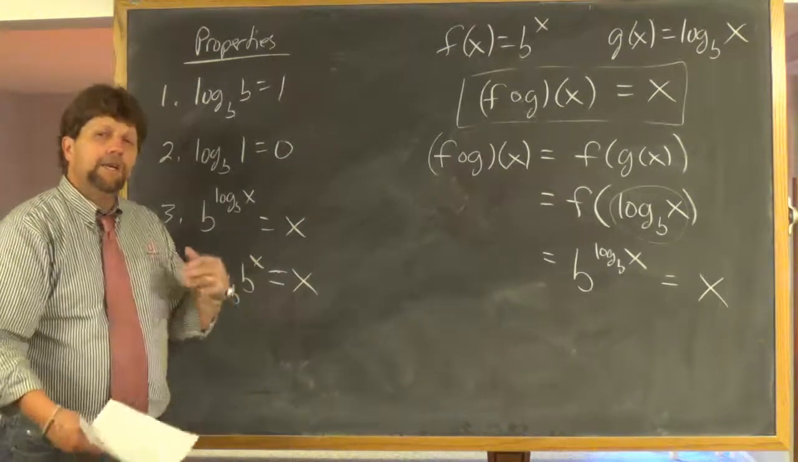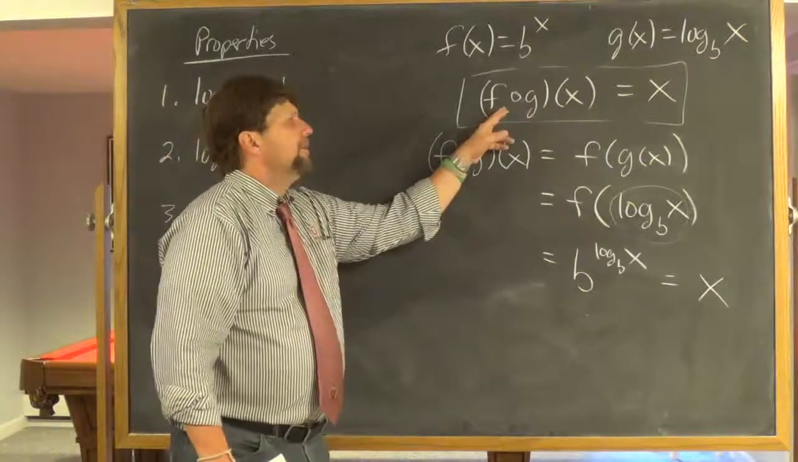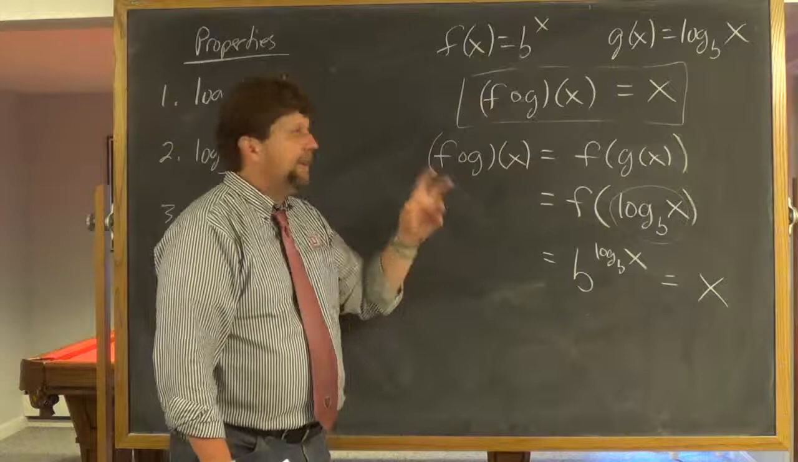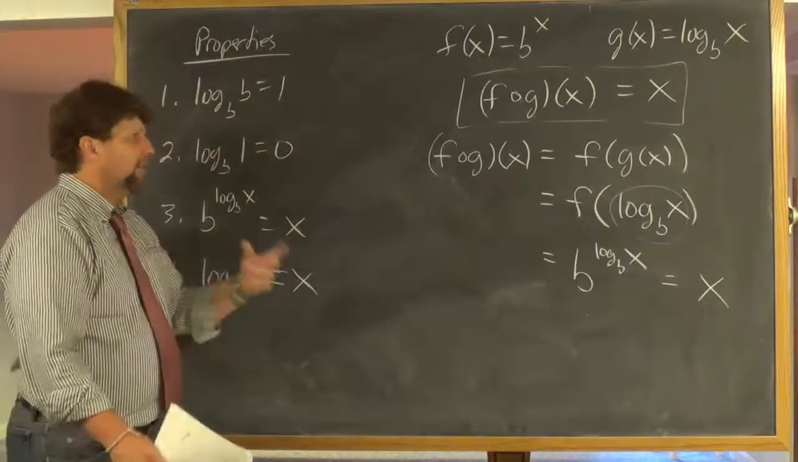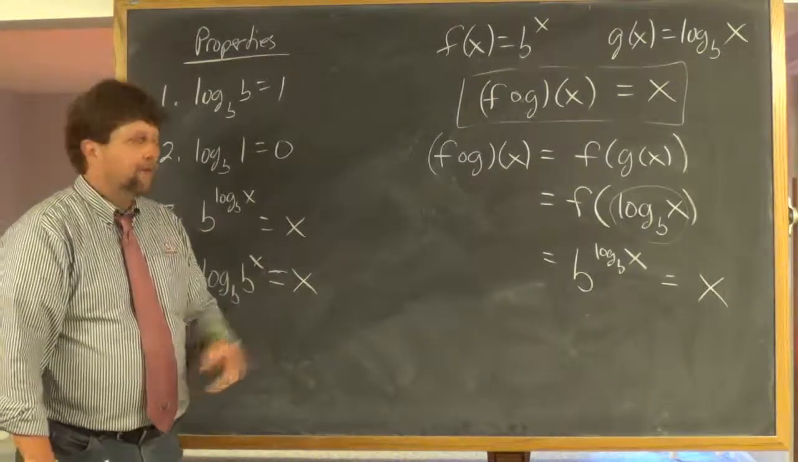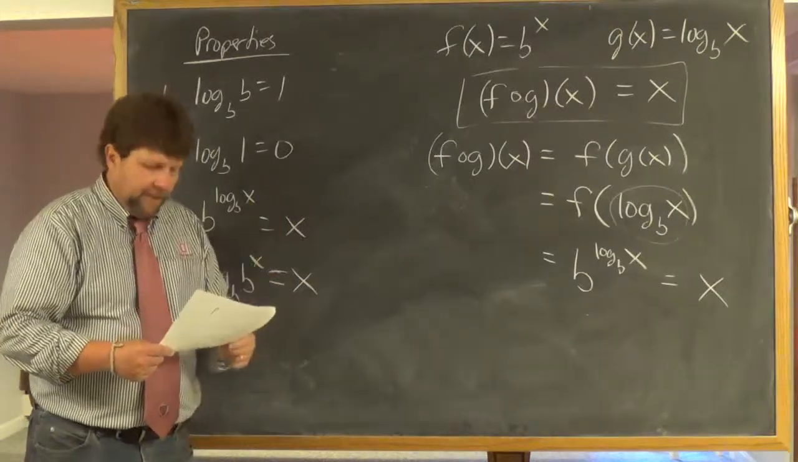To see the meaning behind property number 4, you would do g of f of x, knowing that g composed with f of x must also give you x. So if you wanted to derive or see where this property comes from, that's how you would do it. So those are some basic properties.